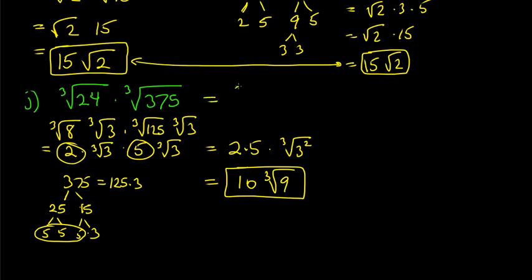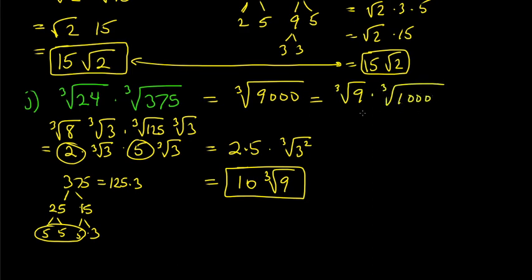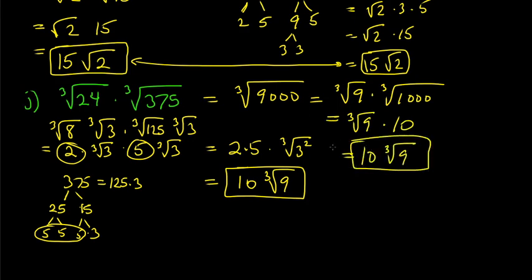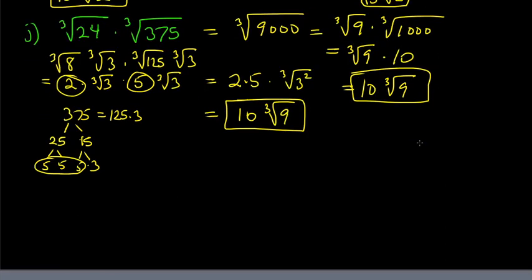Yes, you would have got the same answer if you did 24 times 375, which is the cube root of 9,000. And if you did it that way, you might have thought, well, let's just take the cube root of 9 times the cube root of 1,000. And because the cube root of 1,000 is just 10, just put the 10 in front. So same answer. And maybe that was a little bit easier if you noticed that 9,000 is 9 times 1,000, and the 1,000 being a perfect cube. The point is you get the same answer either way here.